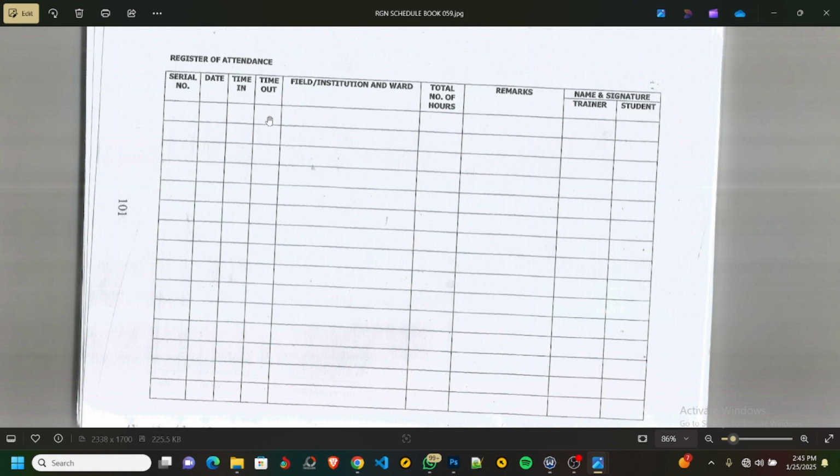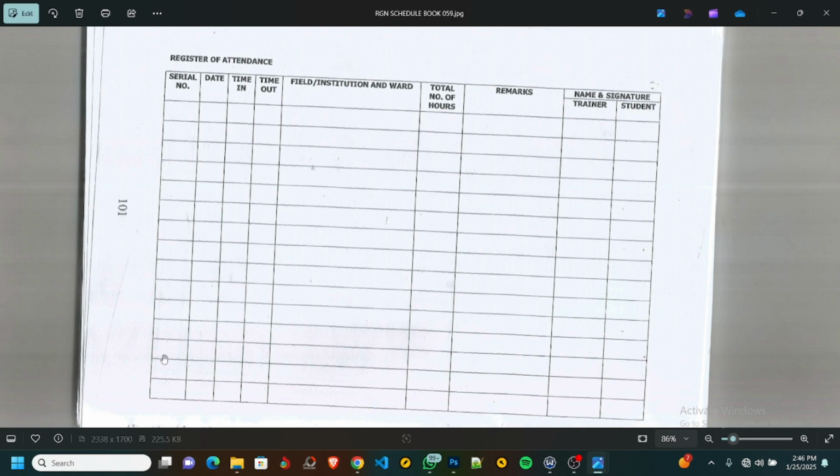Then, I indicated earlier that time in is the time you report. So the time you close, you write it. How many hours interval does it make between the time in and time out? You write the hours. Then the in charge will give remarks. Then the trainer will put her name and signature, and then you, the student, will also do that.